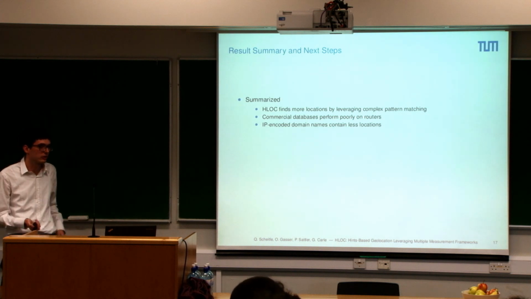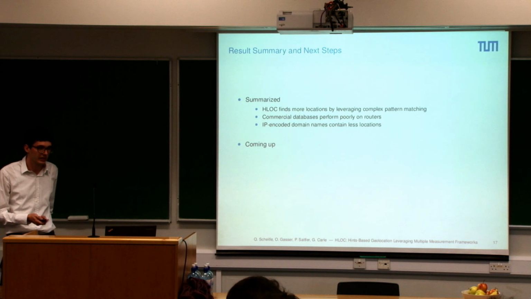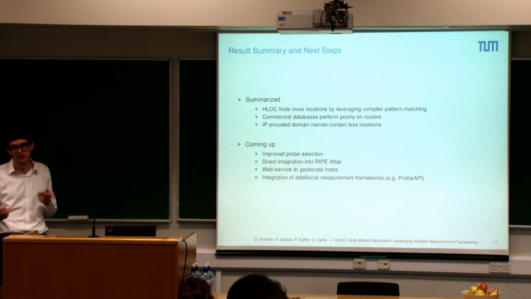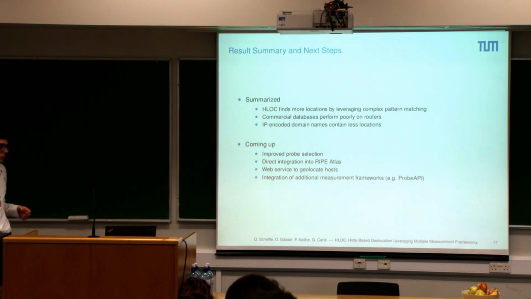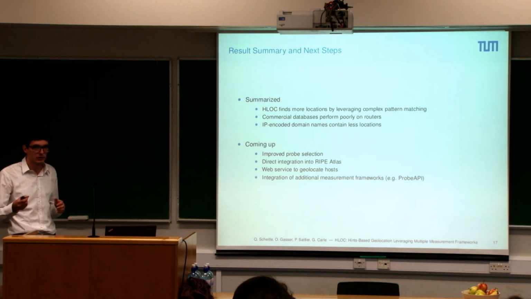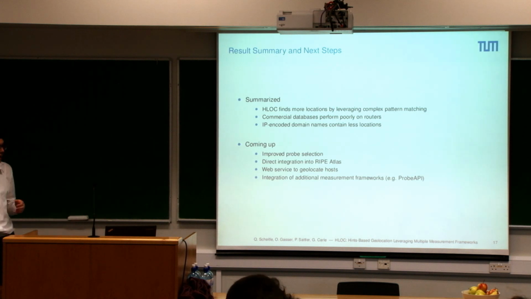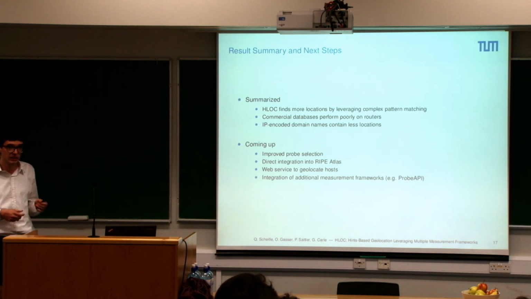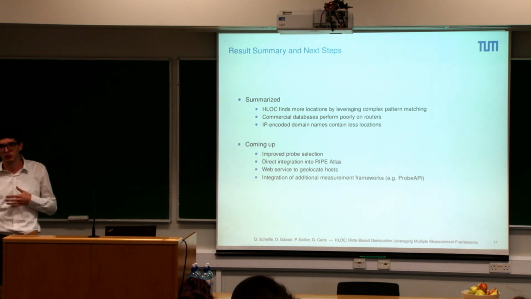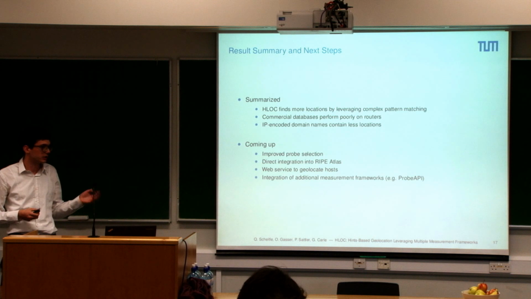So what we are going to do next is we want to improve our probe selection, because RIPE Atlas provides, for example, the first and second hop latency, so we can pick better probes with less latency. And RIPE Atlas also plans to integrate geolocation functionality, and they contacted us about that. We want to make a web service where it is possible to geolocate hosts, and like Oliver said before, we also want to integrate more frameworks like the Probe API.